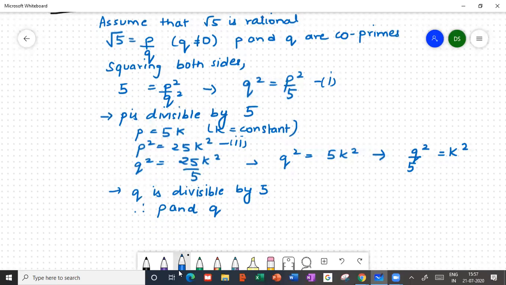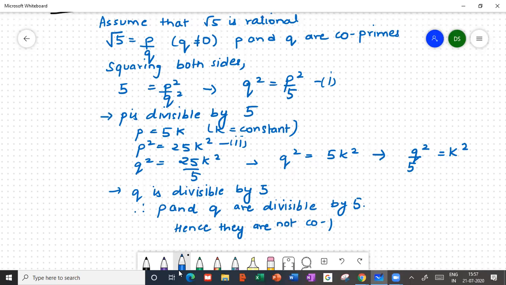So P and Q are divisible by 5. It's important to write these last 3 lines. Therefore, they are not coprime. Hence, the assumption is wrong. Therefore, root 5 is irrational.